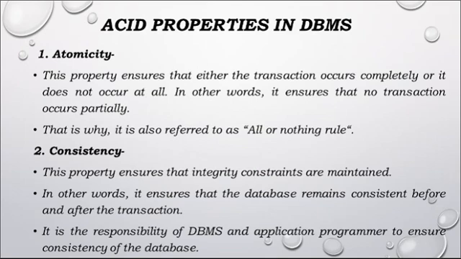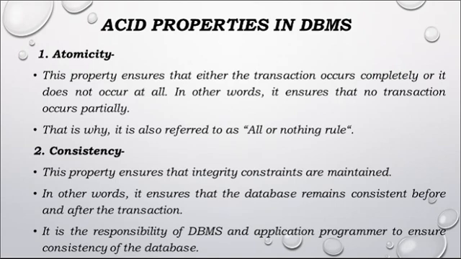Atomicity is a property that ensures that either the transaction occurs completely or it does not occur at all. In other words, it ensures that no transaction occurs partially. That is why it is also referred to as the all or nothing rule.